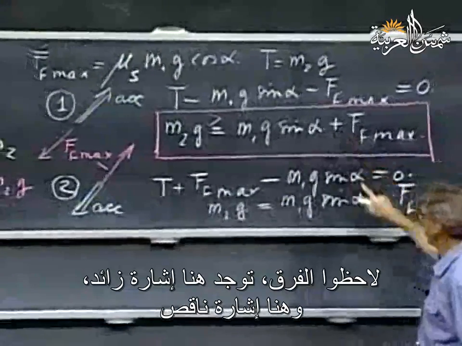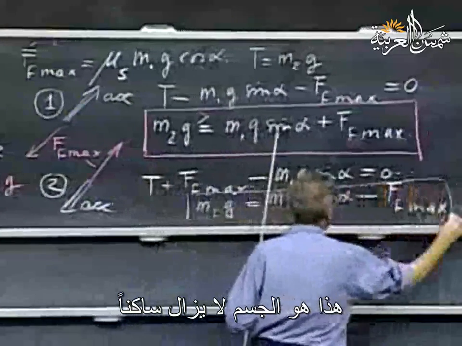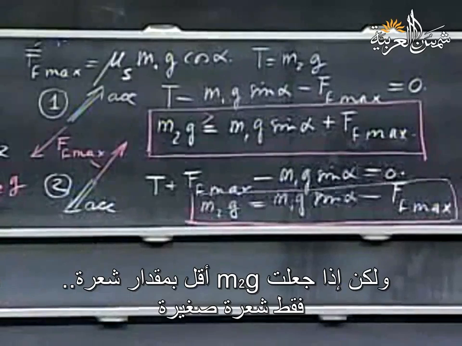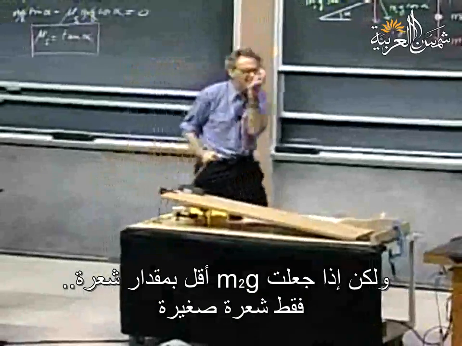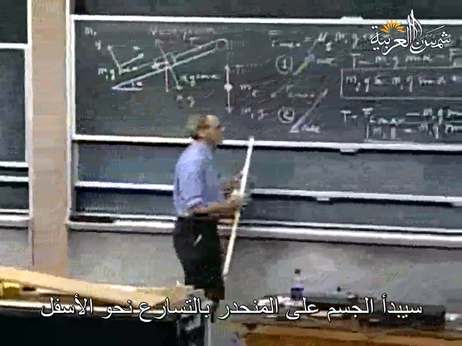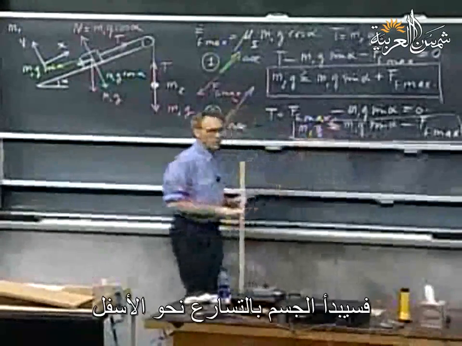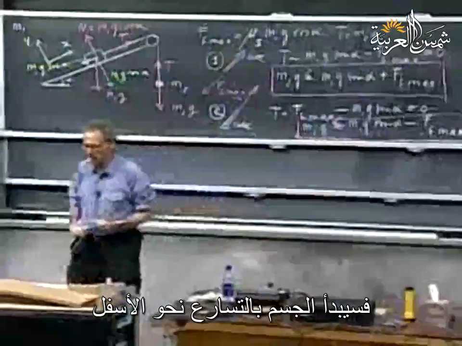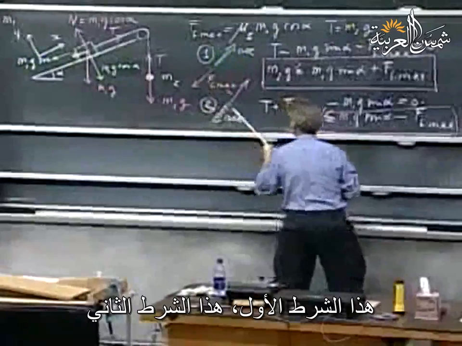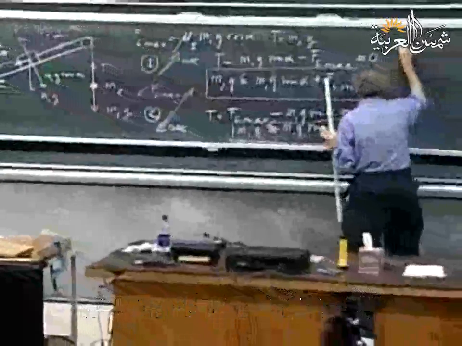Notice the difference. There's a plus sign here, there's a minus sign here. The object is still not moving, but if I make m2g a hair less, just a teeny little less, it will definitely start to accelerate downwards. So if I make this a smaller-than sign, the object will start accelerating downhill. This is condition 1, this is condition 2.